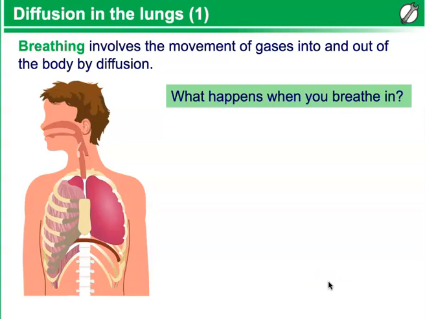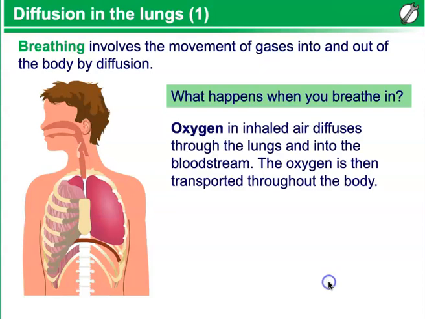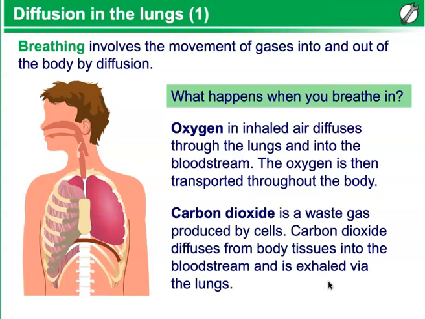Breathing involves the movement of gases into and out of the body by diffusion. What happens when you breathe? Oxygen is inhaled, and that air diffuses through the lungs and into the bloodstream. The oxygen is then transported throughout the body. Carbon dioxide is a waste product that is produced by cells. Carbon dioxide diffuses from body tissues into the bloodstream and is exhaled by the lungs.